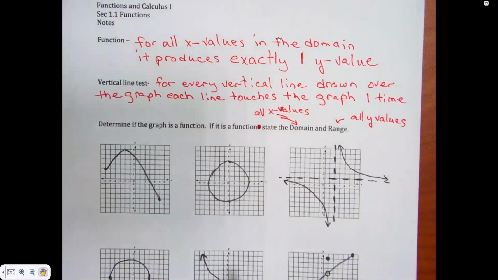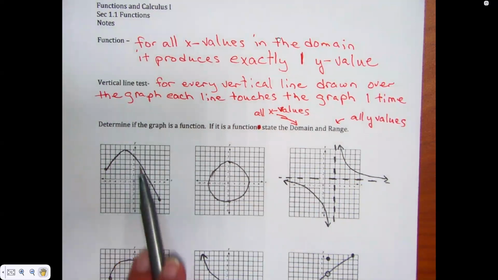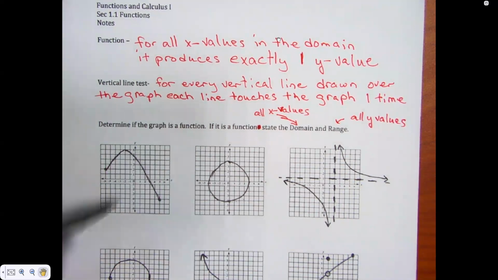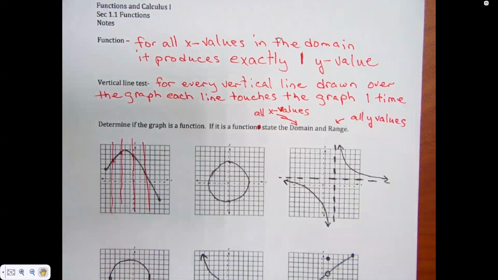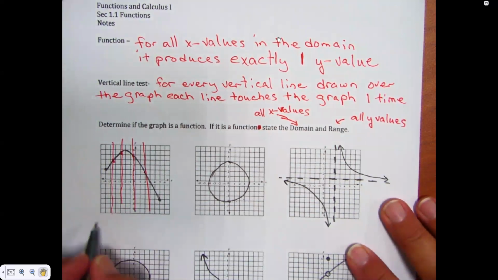All right, we do not have the equation, but we have the picture. Is this graph a function? Every vertical line, I touch the graph one time. It only takes one vertical line. Is there ever a time where I touch the graph more than once? So this is a function. And then we're going to have to state domain and range. So we'll do domain equals.